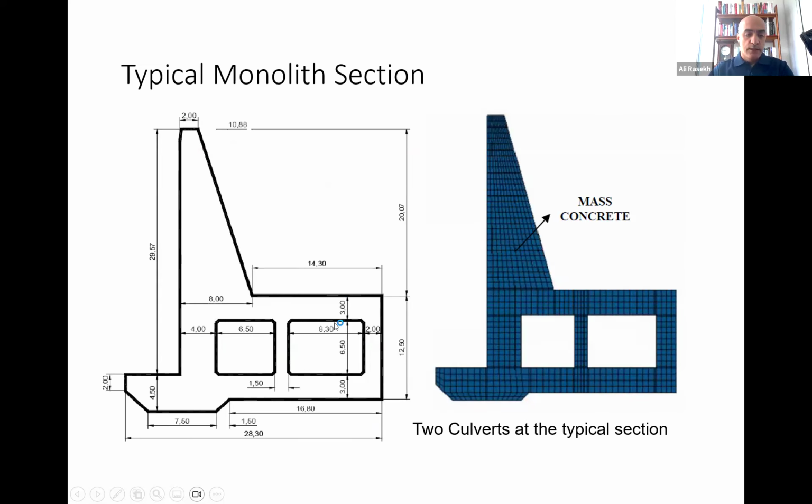Typical monolith sections, on the order of 3 meters high. This is the lock system. I did this presentation for the first time many years ago, and at that time I picked a typical lock system section just to show what we are talking about in terms of dimensions: on the order of 30 meters in elevation and about 30 meters in width.